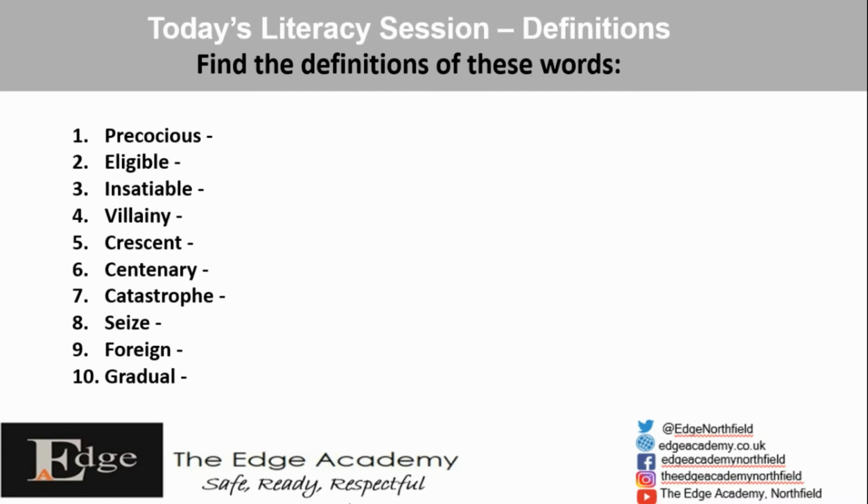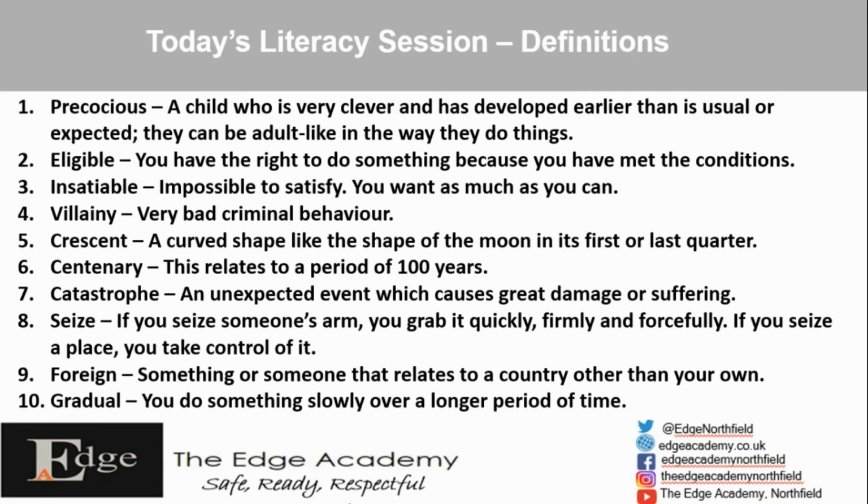Okay, so on to the answers. So precocious. Now I tend to think that precocious has got quite a negative connotation, but precocious is there to describe a child who is very clever and has developed earlier than is usual or expected. So they can be quite adult-like in the way they do things. So you might say of a child, "Oh, I find her extremely precocious."